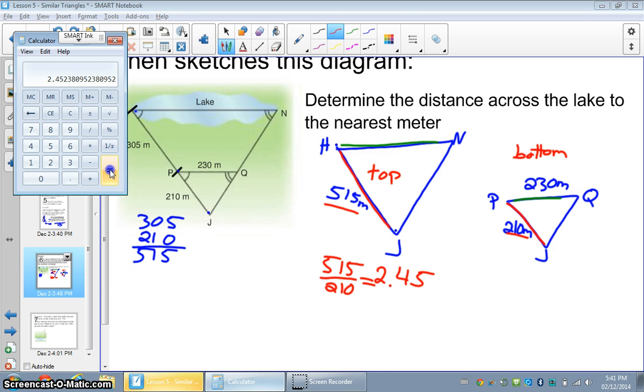So I take my scale factor. That means that this one here is 2.45 times bigger than this one here. So then I can multiply this by the length up here. So 230 times 2.45 gives me, I still have my calculator here, 230 times 2.45 equals. Set to the nearest meter, so I'll say this equals 564 meters across the lake.